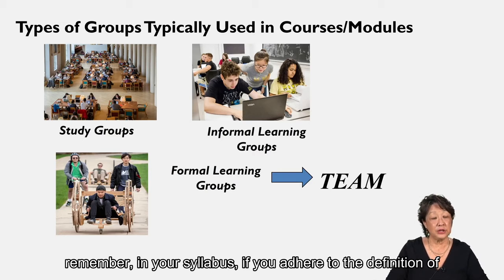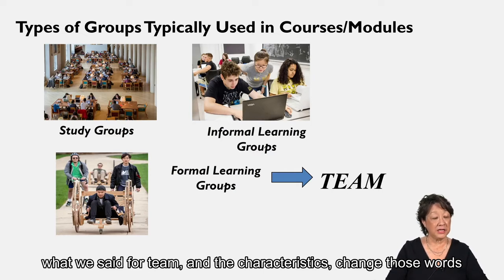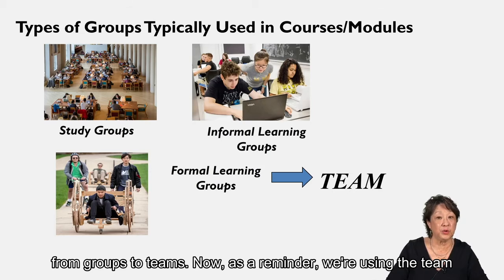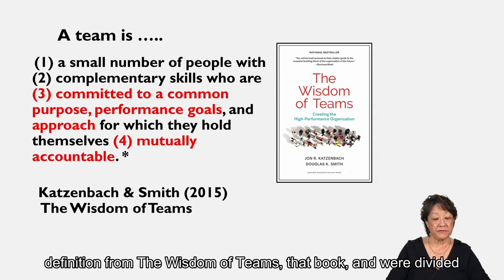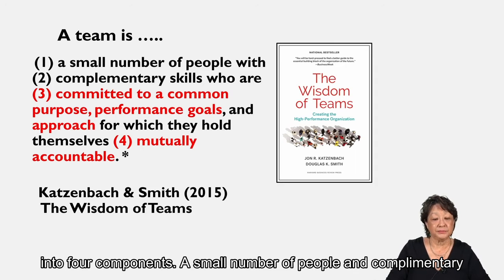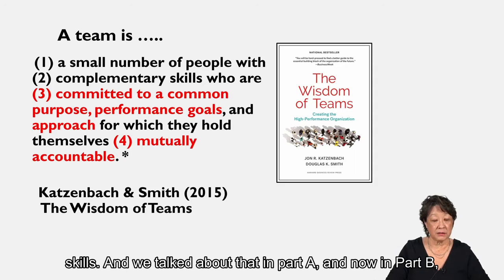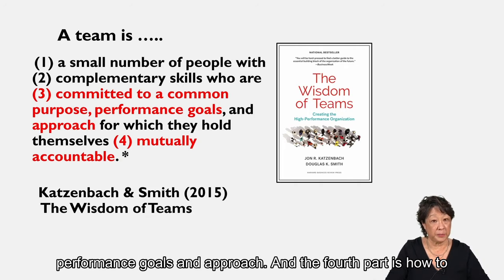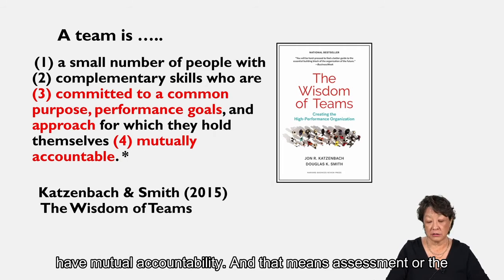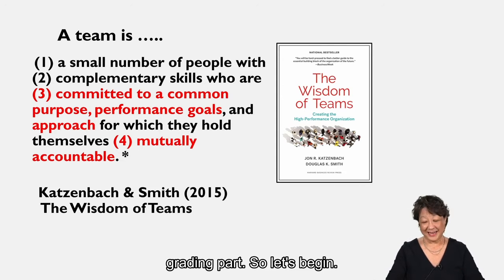So remember, in your syllabus, if you adhere to the definition of what we said for team and the characteristics, change those words from groups to teams. Now, as a reminder, we're using the team definition from the Wisdom of Teams, that book, and we're divided into 4 components. A small number of people and complementary skills, and we talked about that in part A, and now in part B, we're going to focus on committed to a common purpose, performance goals, and approach. And the 4th part is how to have mutual accountability, and that means assessment, or the grading part. So let's begin.